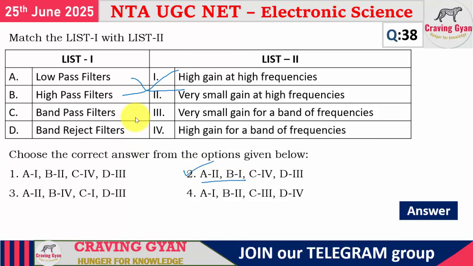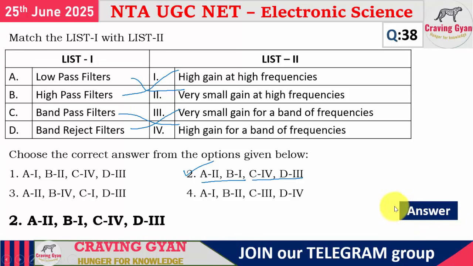Band pass filter: only a band of frequencies it is going to allow, right? So high gain for a band of frequencies, yes. And band reject filter means only some frequencies it is not going to allow, very small gain for a band of frequencies, right? So for C it is 4, D equals 3. So the corresponding option that is going to follow is option 2. Option 2 is correct.